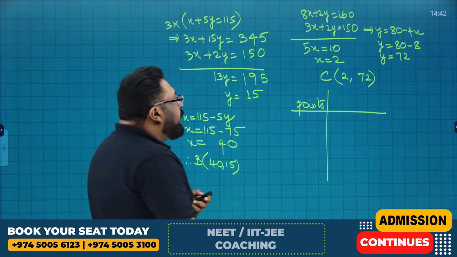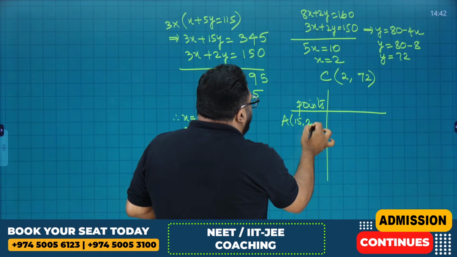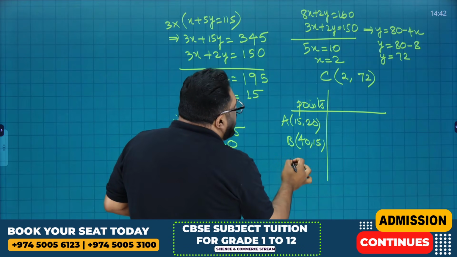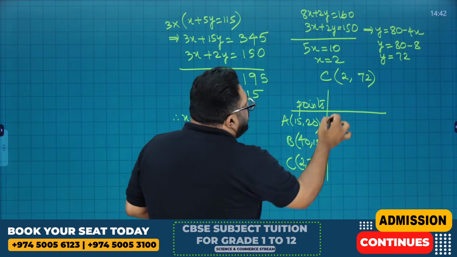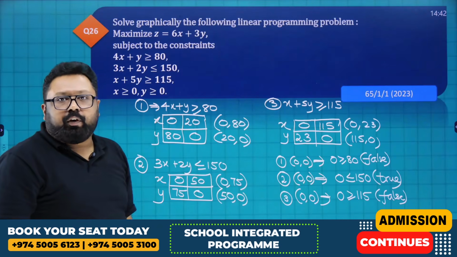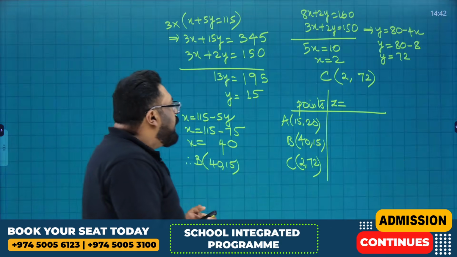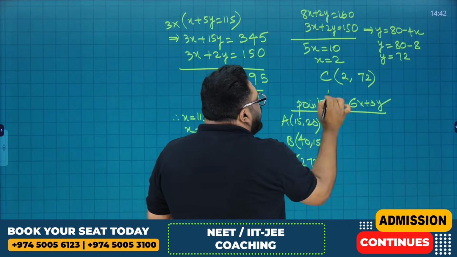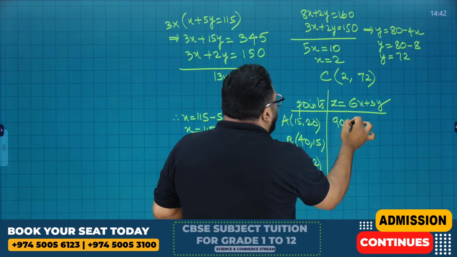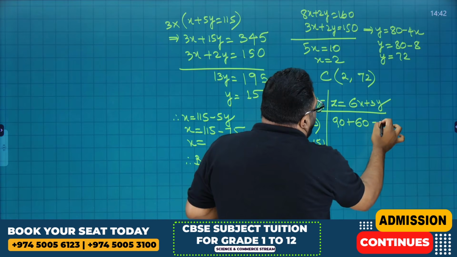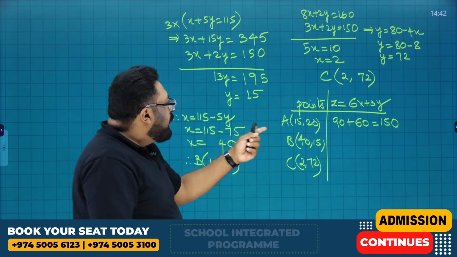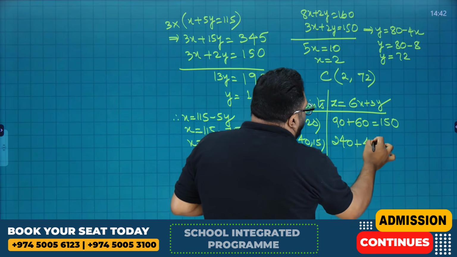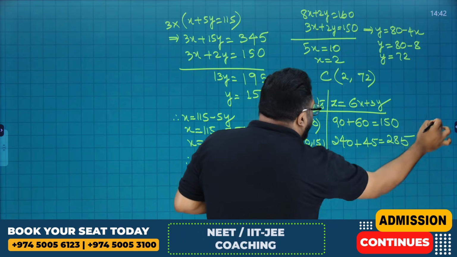The first point is 15, 20. The second point is 40, 15. And the third point is 2 comma 72, and that should be substituted in our objective function. Objective function is 6x plus 3y. I want the maximum value. So this is going to be 15 6s are 90 plus 20 3s are 60. Answer is 150. Next one, 6 4s are 24, so 240. 15 3s are 45. Answer 285.